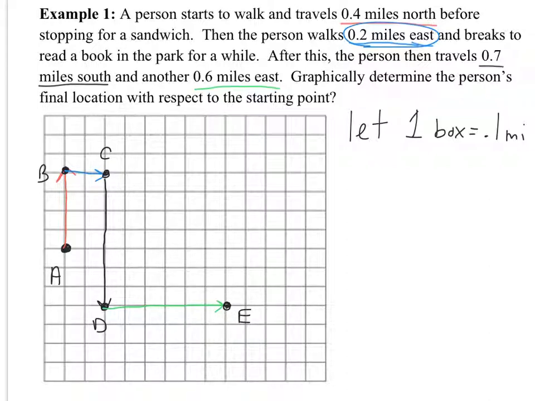Okay? So, take a look at the path this person traveled. The question is, graphically determine the person's final location with respect to the starting point. So we need to know not only how far the length is from A to E, but what is this angle now too? So you see how trig is coming into play? We're going to solve for an angle in a right triangle. Okay, I'm going to show you the right triangle in a moment, but let's connect A to E now. Connect A to E. Use a different color that you haven't used so far.